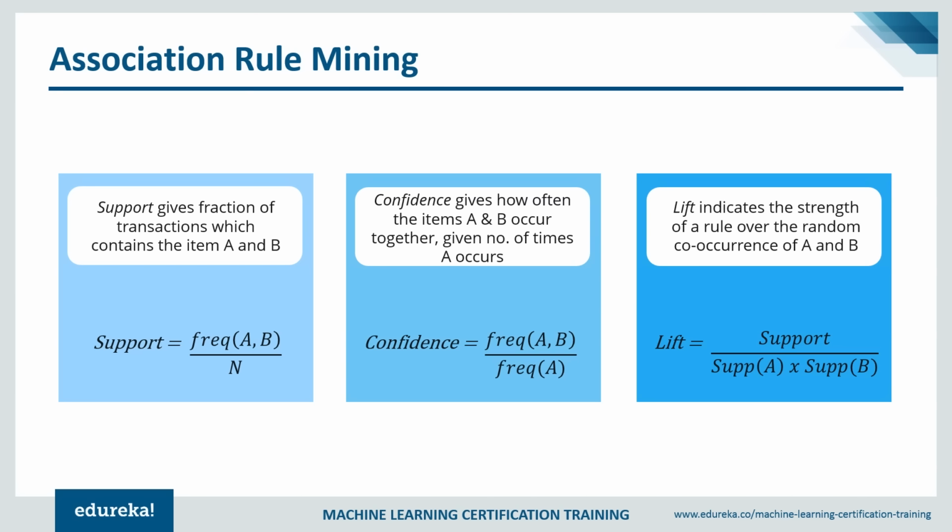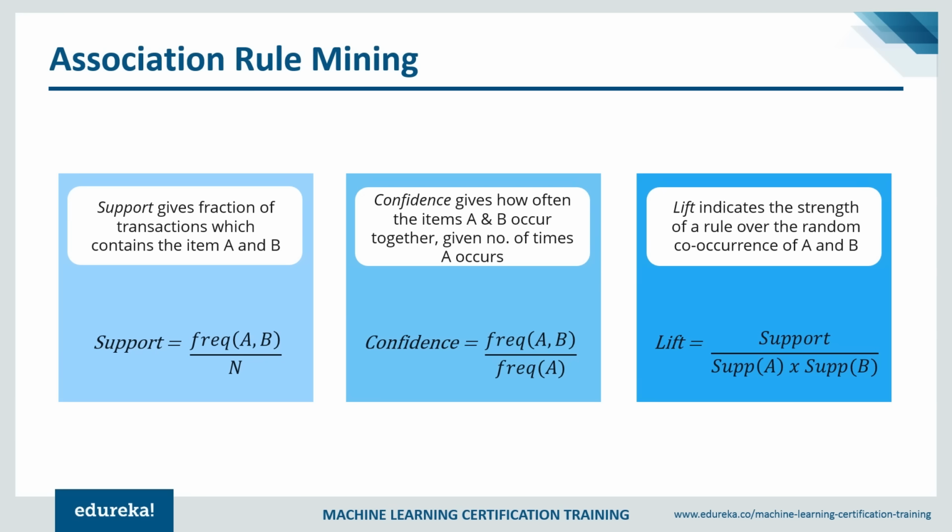So first of all, we have support. Support gives the fraction of the transactions which contain both items A and B. So it's basically the frequency of the itemset in the whole dataset. Whereas confidence gives how often items A and B occur together, given the number of times A occurs. So it's the frequency of A comma B divided by the frequency of A. Now, lift indicates the strength of the rule over the random co-occurrence of A and B.